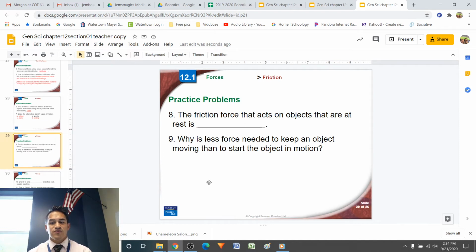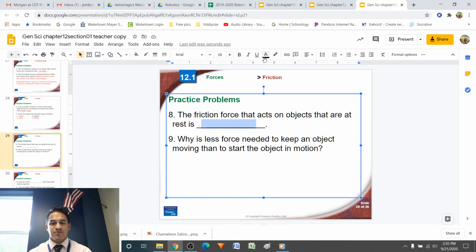Number 8, the friction force that acts on objects that are at rest is, so this is called static friction. This is the type of friction that is acting on objects that are not moving. Okay, remember the word static means non-moving or non-changing. It doesn't mean like electricity, even though we typically think of static electricity when you hear the word static.